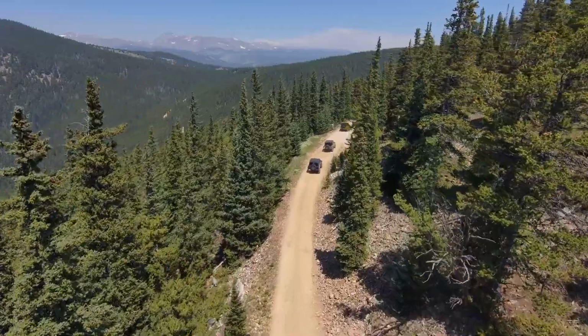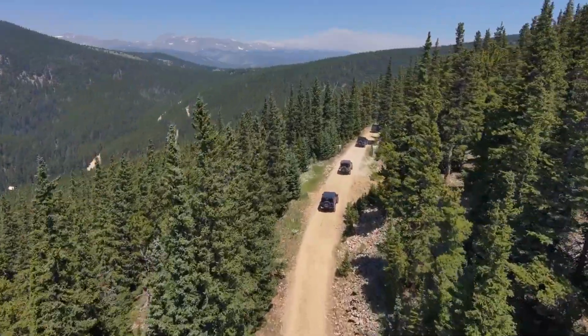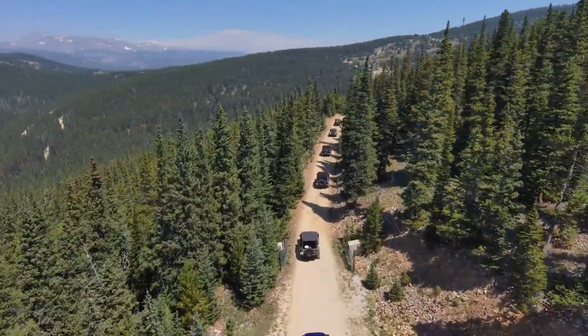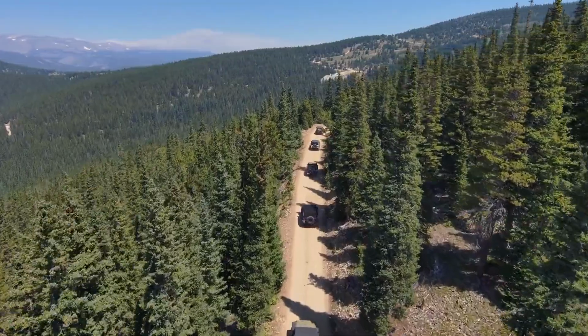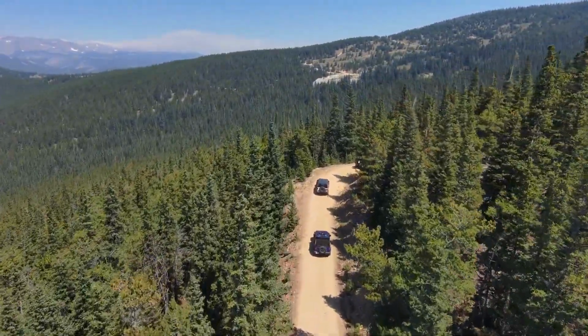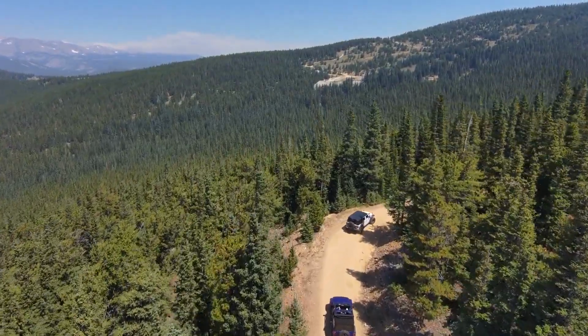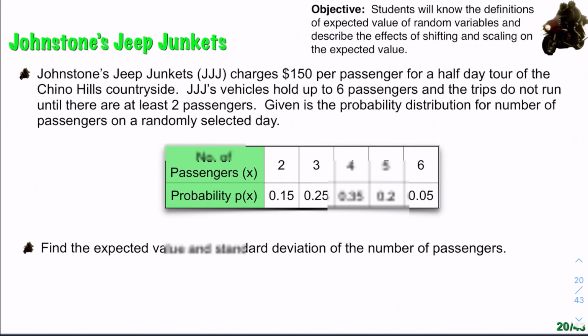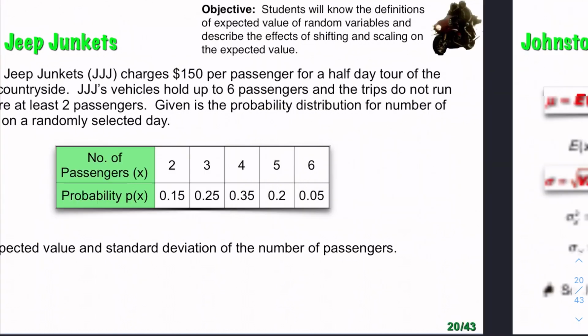So, a 2-person minimum. Given is the probability distribution for the number of passengers on a randomly selected day. So sometimes they have 2, sometimes they have 6, and some in between. So they keep that information, and then we can determine the probabilities. On our notes, we see that for 2 passengers the probability is 0.15, 3 passengers 0.25, 4 passengers 0.35, and 0.2 and 0.05 for 5 and 6 passengers respectively. The question is to find the expected value and the standard deviation of the number of passengers.